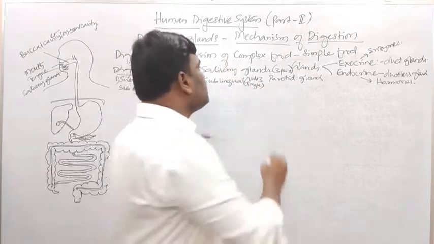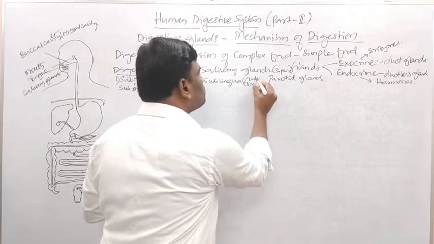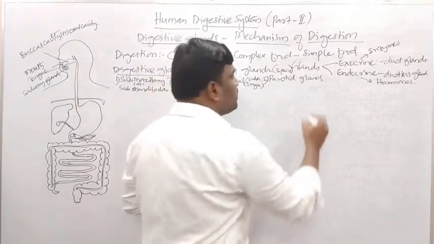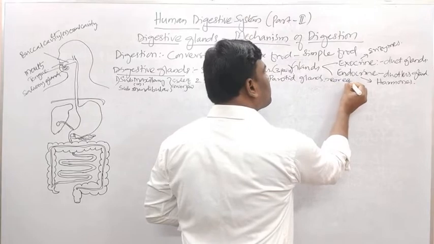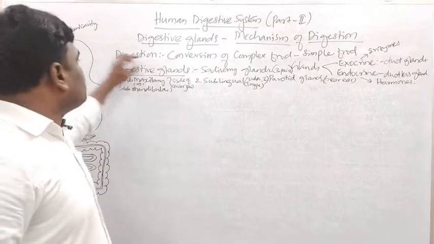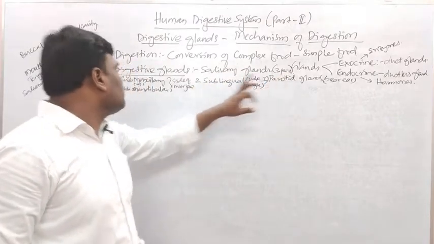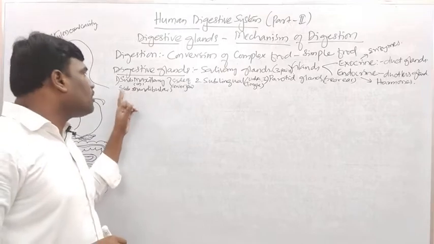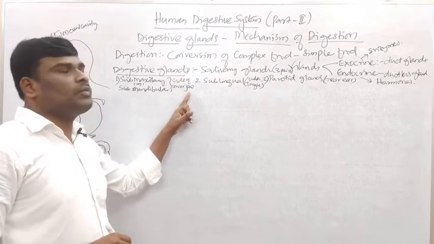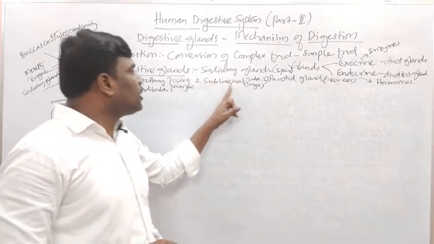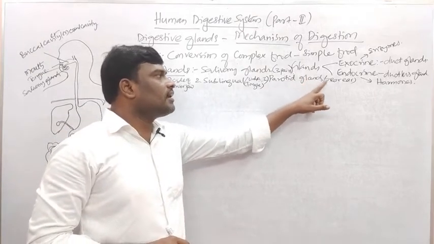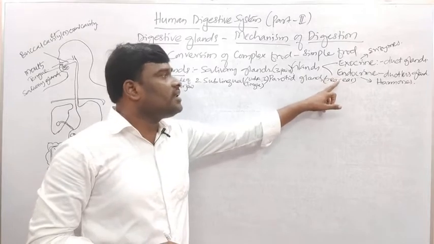Then what about this third one, parotid gland, children? This is seen just near the ear, right? So salivary glands are three pairs, children. The first one is submaxillary, or we can also call it submandibular, which is located just at the side of the lower jaw, children. The second one is sublingual, it is under the tongue. And the third one is what? Parotid gland, children. It is seen near the ear.